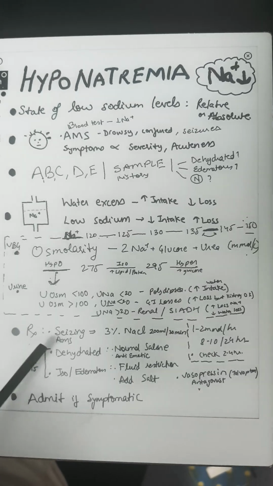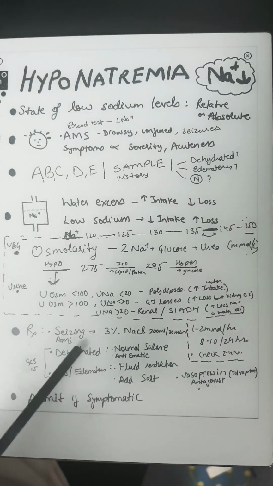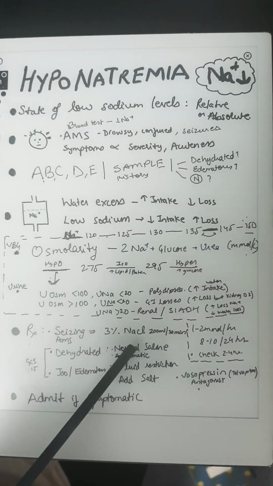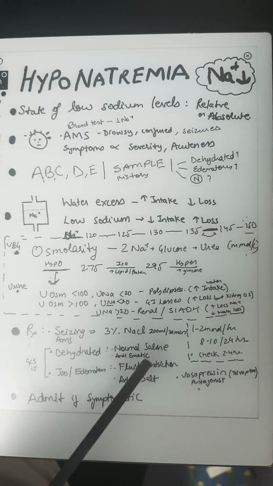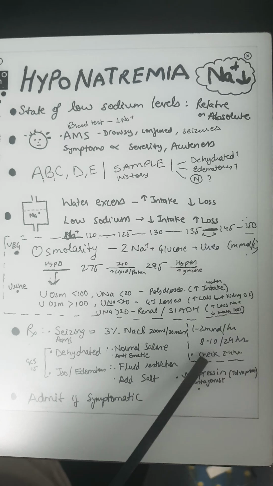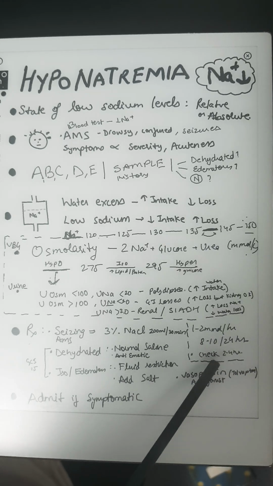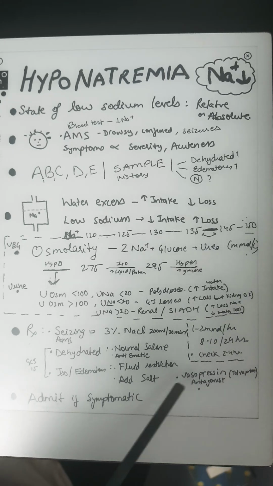Now, coming to treatment, if they are seizing or acutely symptomatic, treat them promptly with hypertonic saline. Give 200 mL over 30 minutes by a central line or large peripheral cannula, and correct no more than 8 to 10 millimoles over 24 hours, and check every 2 to 4 hours.